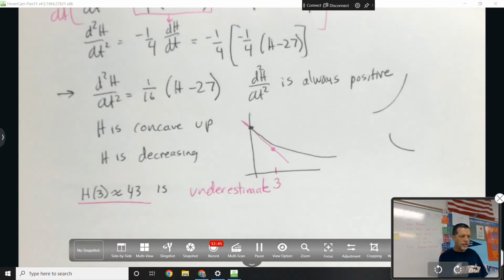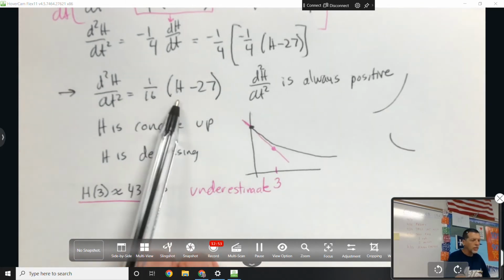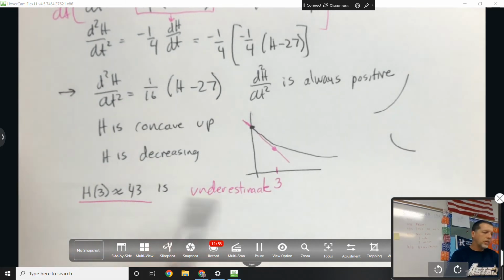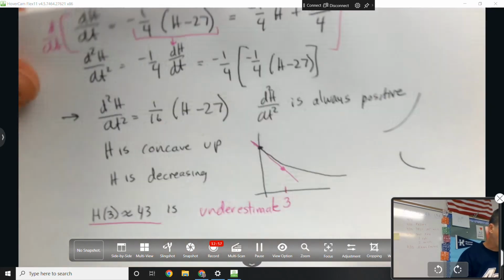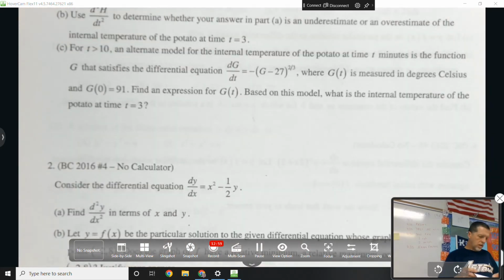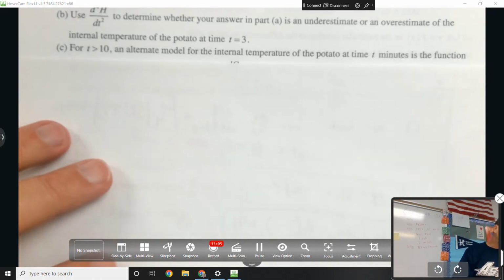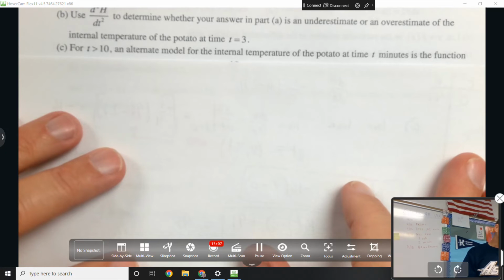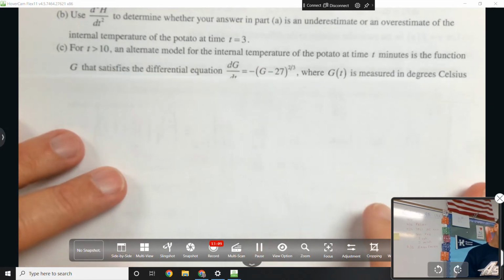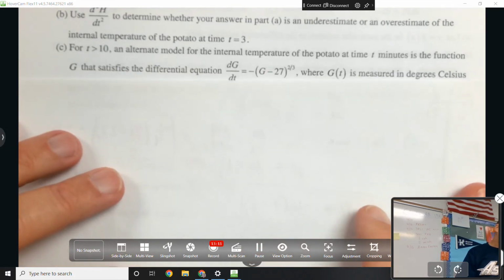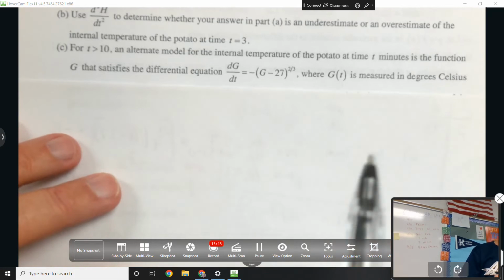And there's all my reasoning. Now, even if you weren't sure about the overestimate, underestimate stuff, I would hope you could get the second derivative, at least the first part of that question. Question C, for part C. For T greater than 10, an alternate model for the internal temperature of the potato at time T is the function that satisfies the differential equation.